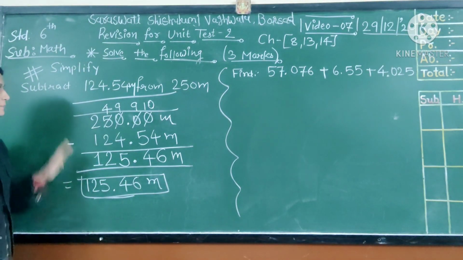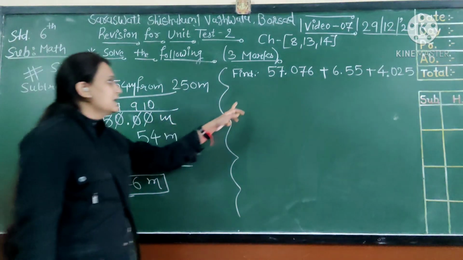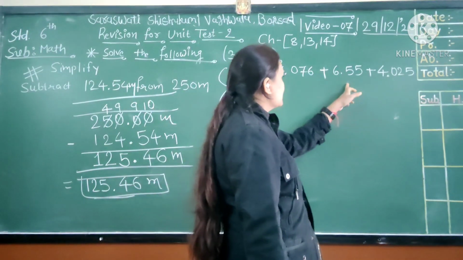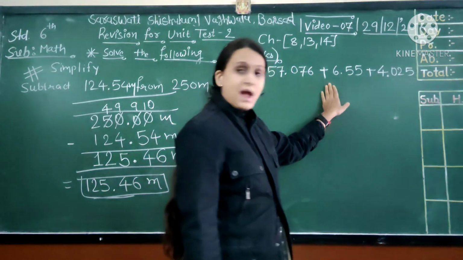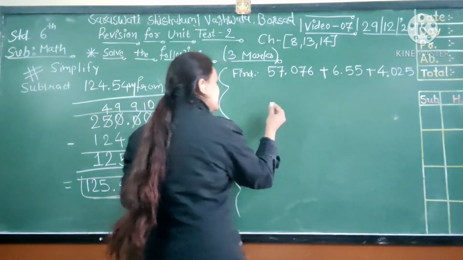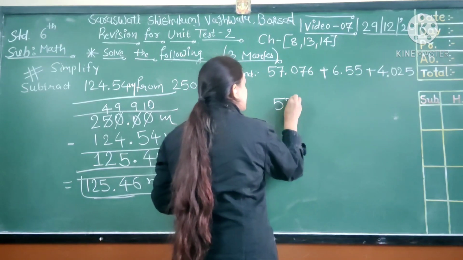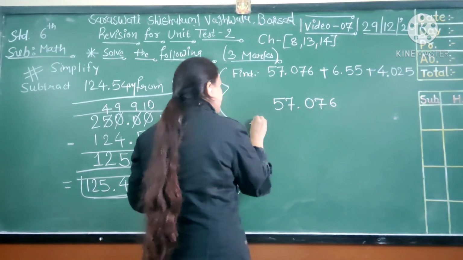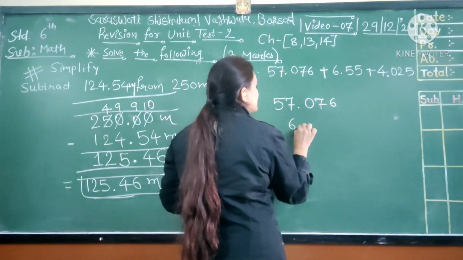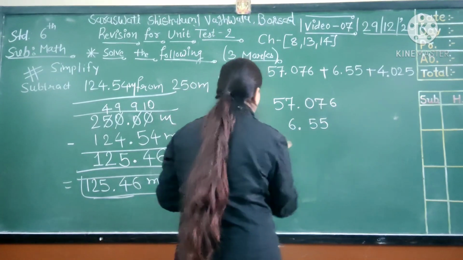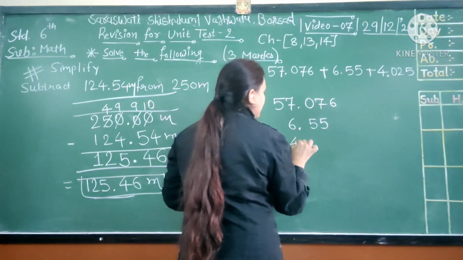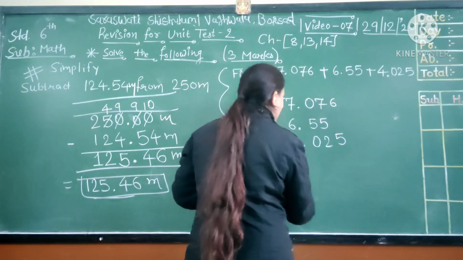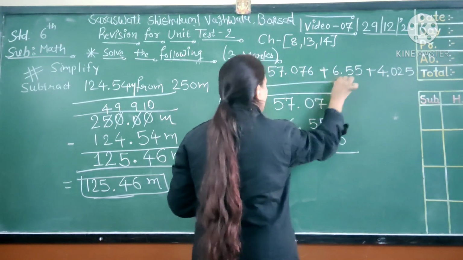So the first example is subtraction. Now let us do the second one. So in the second question three numbers are given here and we have to add all the numbers. So let us start the addition. So first number is 57.076 plus 6.55, then plus 4.025. Now let us start the addition here.